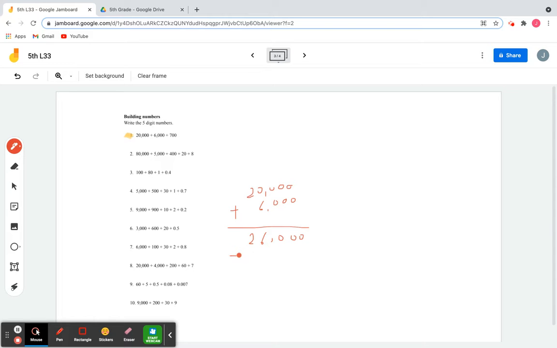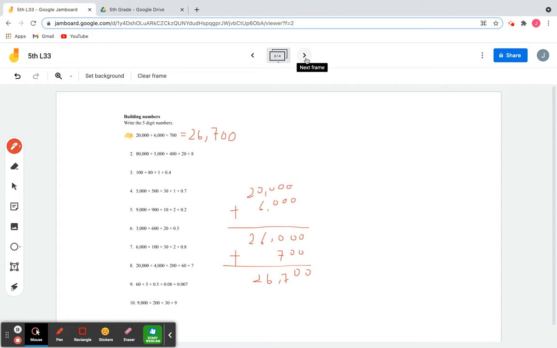And then I'm going to write the 700, and I'm going to add them. So 0, 0, and then 0 plus 7 is 7,000, and then 26 just comes here. So the final answer will be 26,700. This will be the 5-digit numbers. Okay.